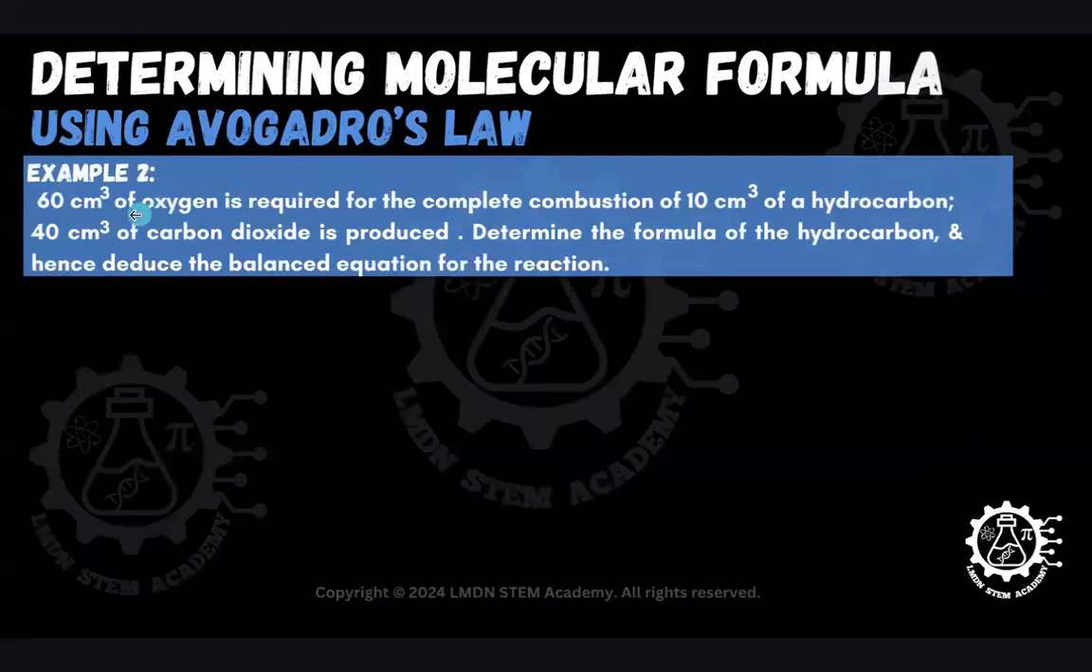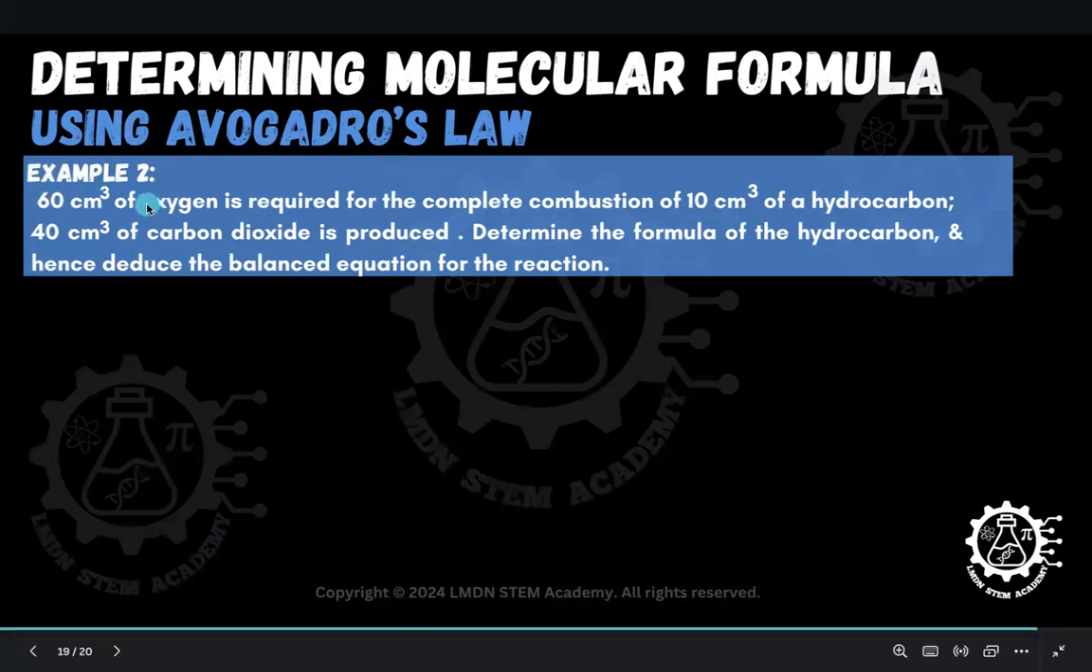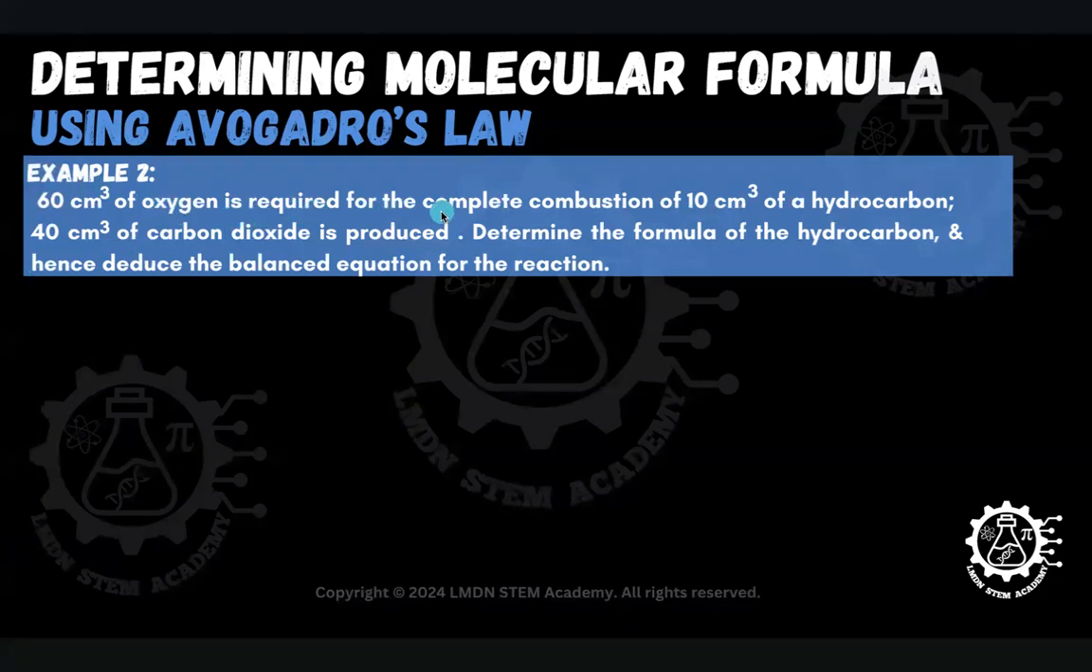So for example 2 now, it's very similar to the one that we just did, where we're given that we have 60 cm³ of oxygen, and that is required for the complete combustion of 10 cm³ of a hydrocarbon. So again, we know we have a hydrocarbon, only carbon and hydrogen makes up that compound there, right? So we can start to take notes as we read so that we can see what's going on. Hydrocarbon, right? So that will be a CxHy, because we don't know how many carbons and how many hydrogens we have, but we know it's a hydrocarbon.